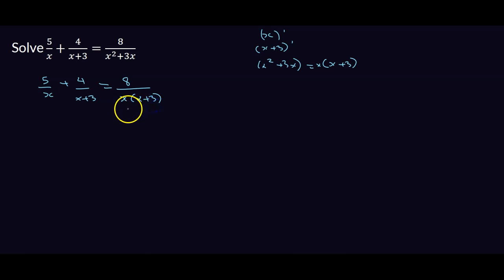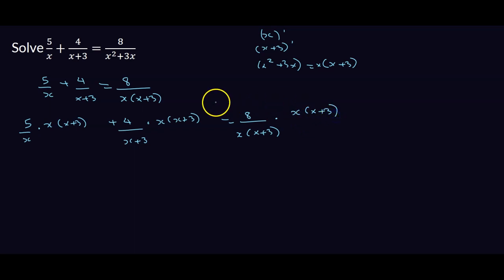So now we're going to multiply every term by x multiplied by (x plus 3). So 5 over x multiplied by x multiplied by (x plus 3), plus 4 over (x plus 3) multiplied by x multiplied by (x plus 3), equal to 8 over x multiplied by (x plus 3), and then we're going to multiply that by x multiplied by (x plus 3). So we're going to go ahead and simplify. The x over here is going to cancel out. The x plus 3 here is going to cancel out, and this whole thing here is going to cancel this whole thing out.